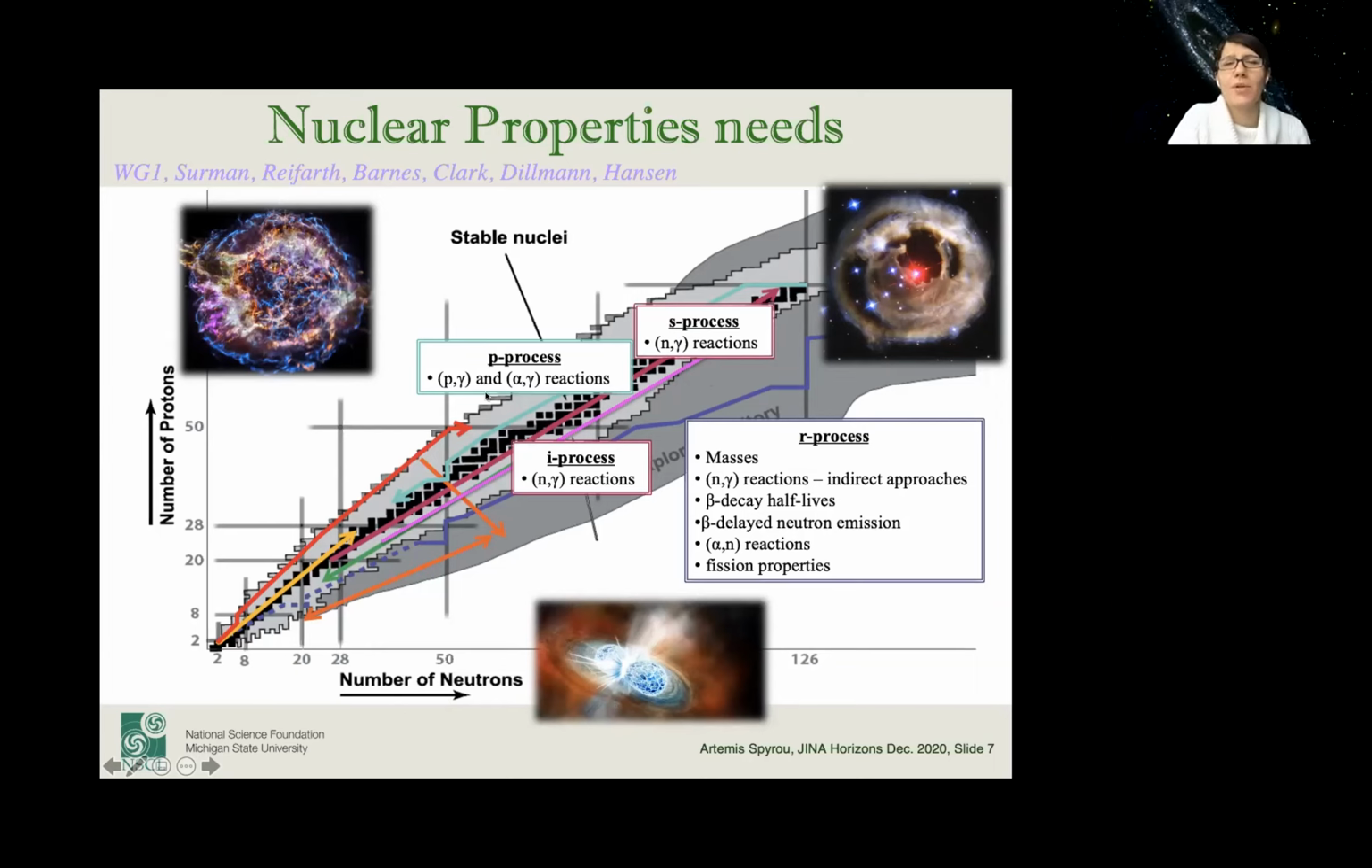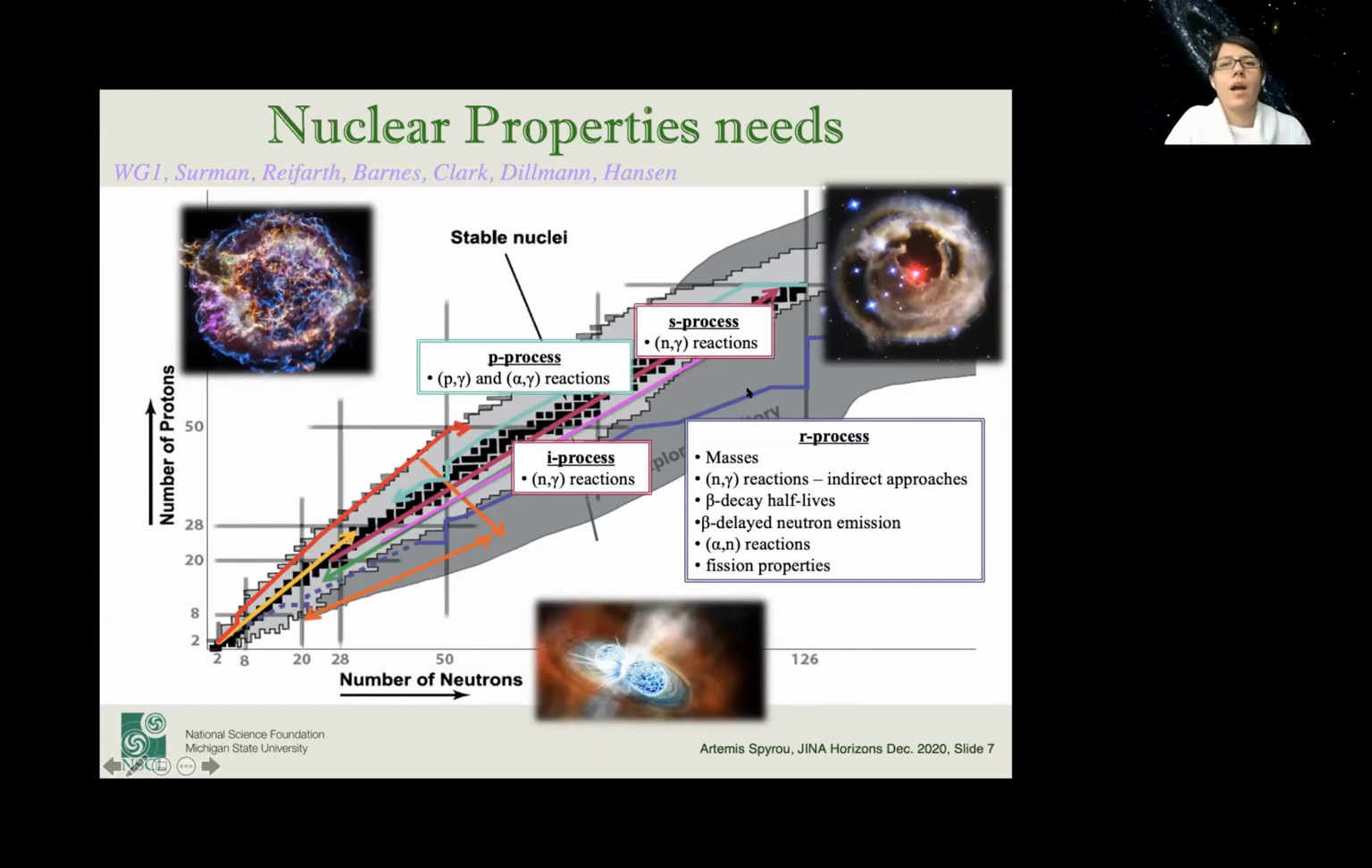We also have the P process that is also a classic process, although it contributes much less in the abundance distribution of the various elements. And this goes on the proton-rich side, and it's a gamma-induced photodissociation process, so it starts at the top going down here. And you can see the list of different things that we need for the various processes. We need P gamma and alpha gamma reactions for the P process. For the S process, the majority of the gamma reactions are measured already, but we'll see that there's still some missing, especially on long-lived radioactive nuclei.